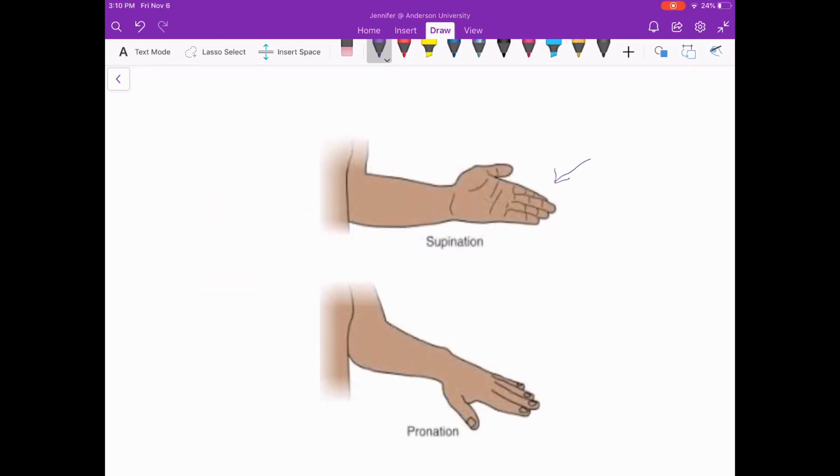And lastly, we have a diagram showing supination and pronation, and as mentioned previously, the biceps brachii acts in supination, so turning the palm.